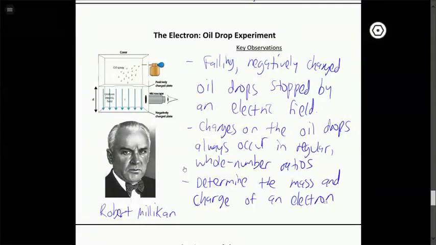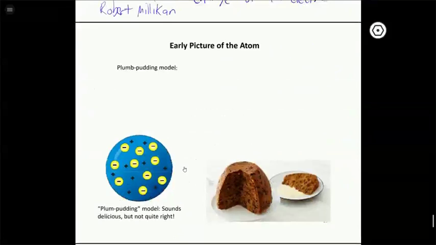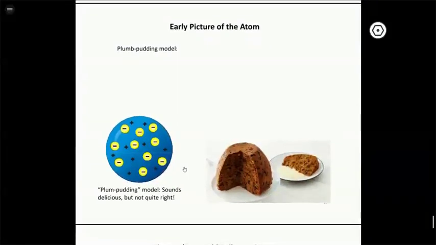All right, and so I think I'm running out of time. I want to do maybe one more thing, if you'll bear with me. And the last thing I'm going to talk about is what was sort of the early picture of the atom. So we're going to talk about why this is wrong next time.